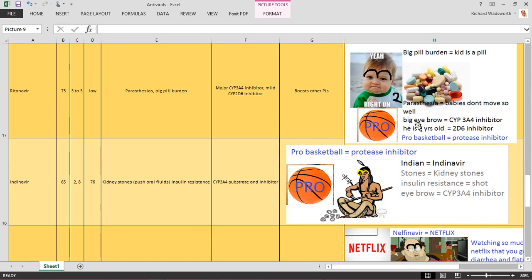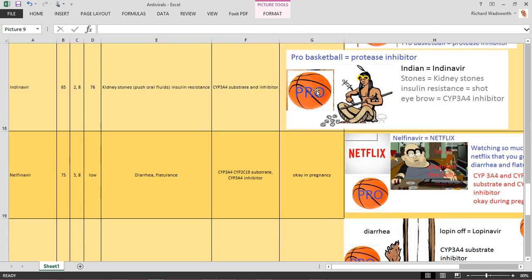And big weird eyebrow there. That's a 3A4 inhibitor. And he's also a 2D6 inhibitor. So he's 2 years old. So he's not inhibited because he's 2, or he's inhibited because he's 2. And that's all that. Next.